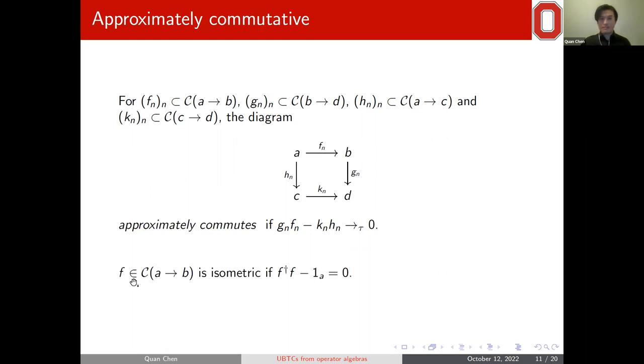We can also do a similar thing for isometries. If F is an isometry, then F dagger F equals the identity of A, as we said before. A bounded sequence F_n is approximately isometric if the sequence F_n dagger F_n converges to the identity of A under the tau topology.